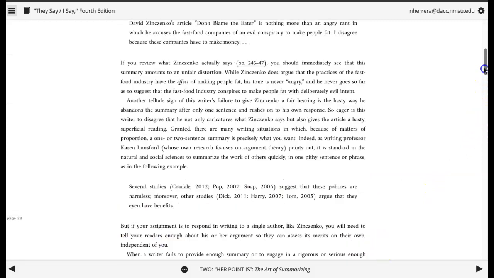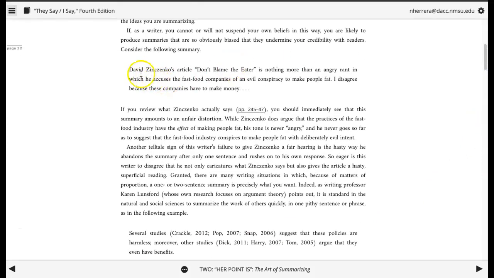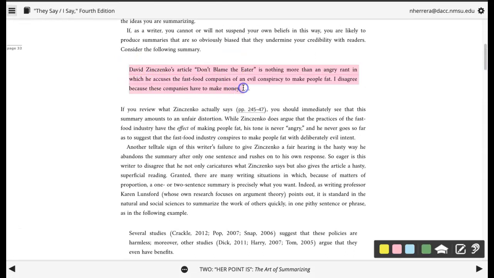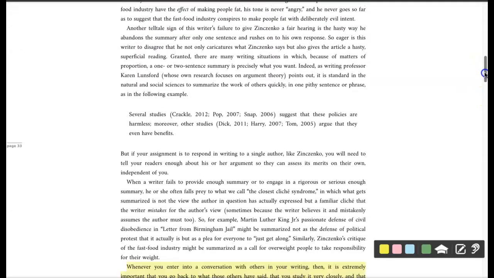And if we go back over here, this person right here probably had preconceived notions. That's why he misinterpreted Zinczenko's article as an angry rant. Because sometimes when we already feel a certain way, you know, we get touchy or we act defensive when somebody doesn't agree with us or when we read something that does not fit our views.